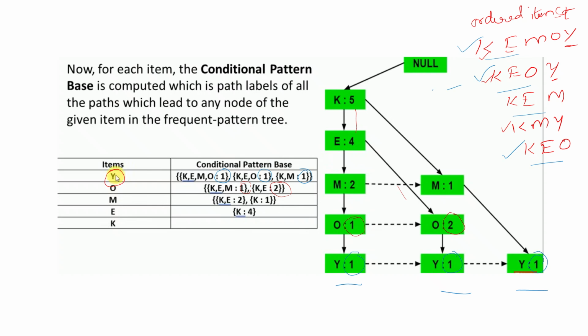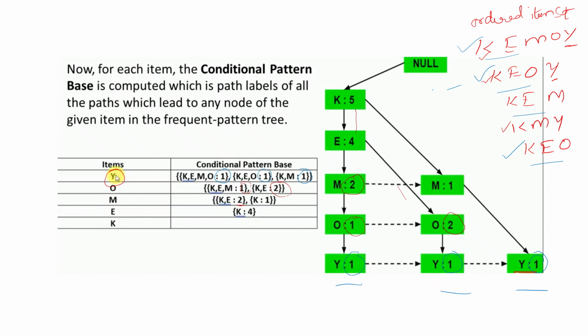Now M. To reach M, we have 2 paths. One is KE, another is K alone. For KE, the output of M is 2. The path KE, the output of M is 2, so we have to mention it here. And for K, the output of M is 1, so we need to mention that here.